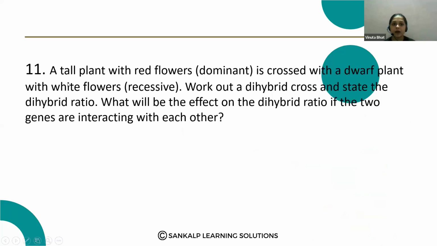Next question, look. A tall plant with red flowers, both dominant characters, TT and RR, is crossed with the dwarf plant. I will take tt and rr to represent the dwarf plant with white flowers. So you have to do the dihybrid cross.